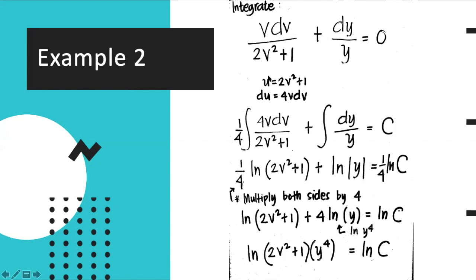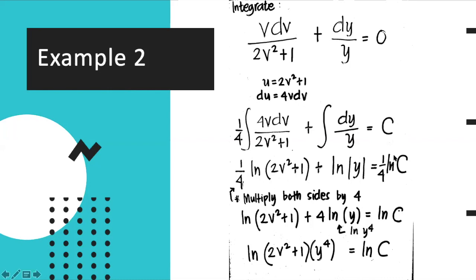So check lang natin. So u is the denominator. So u is equal to 2v squared plus 1. You differentiate this so you can see na satisfied yung kanyang differential sa taas. So we have 2 times 2, 4v dv. So you have v dv here. Ano yung kailangan mo? You need to put 4 and then neutralize by 1 over 4 outside. Nakuha na. So ito ay 1/4 ln of 2v squared plus 1. And the second term is just ln of y equal to c.